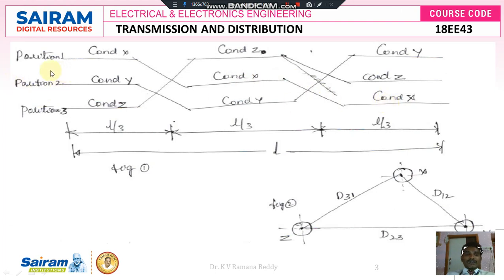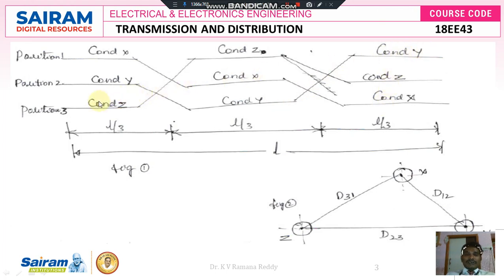Next, if you see that position 2 of conductor Y at tower A is transposed to position 3 at tower B, position 3 at tower B for conductor Y, and again it is transposed to position 1 at tower C for conductor Y.